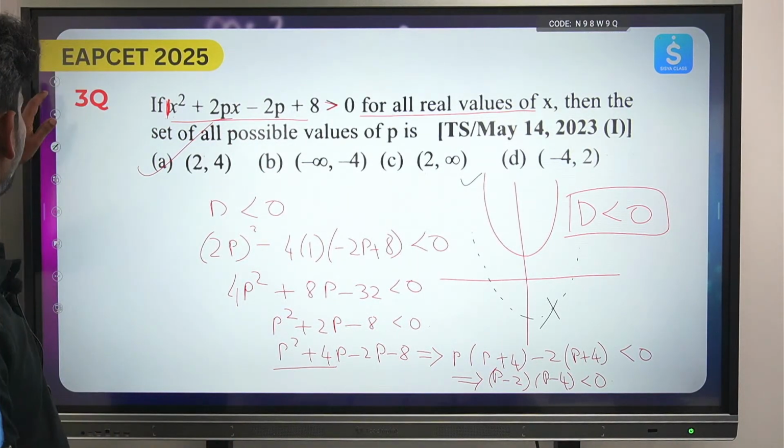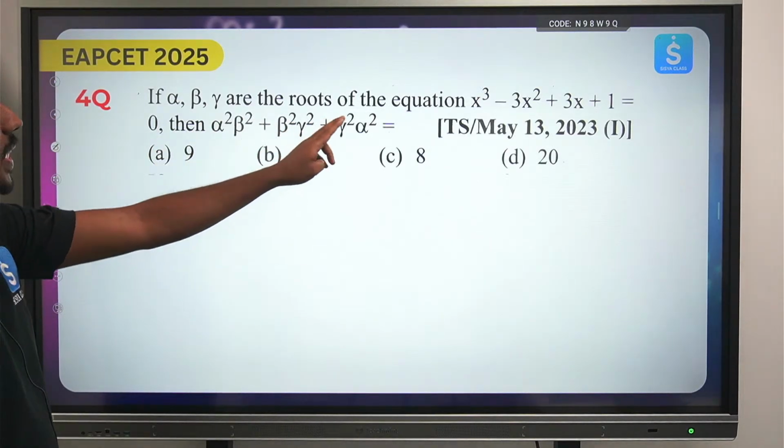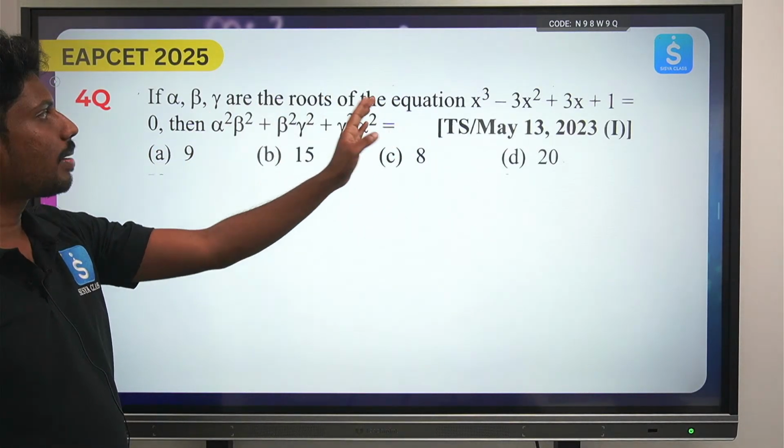Okay, I hope this is clear, right? So similarly, quickly see the next one. Alpha, beta, gamma are the roots of the polynomial.